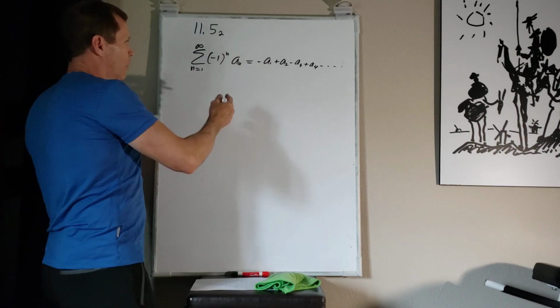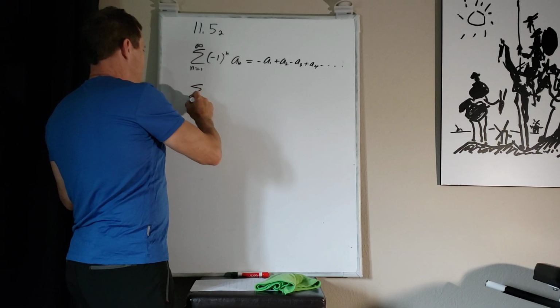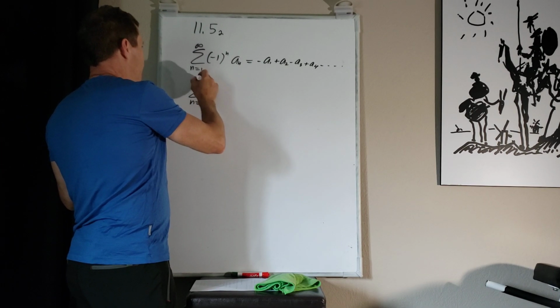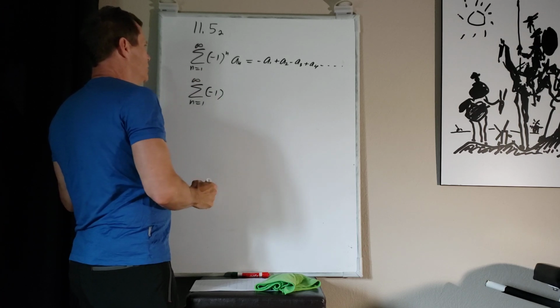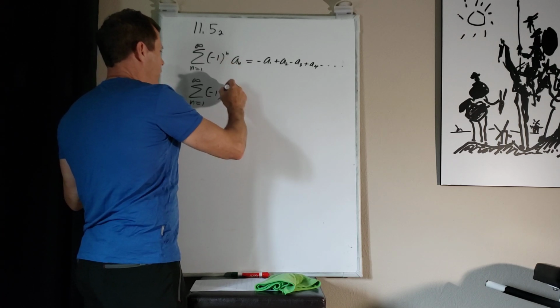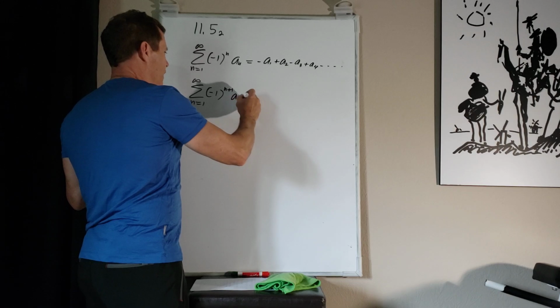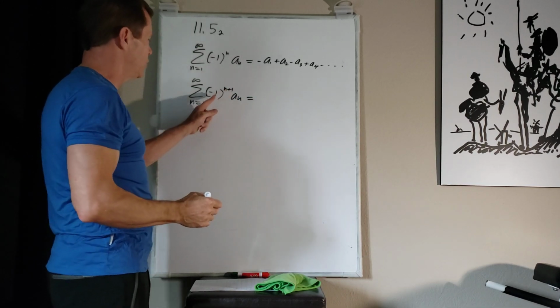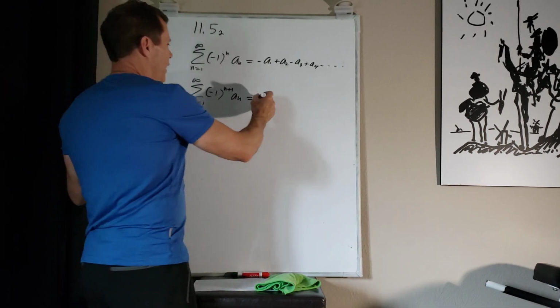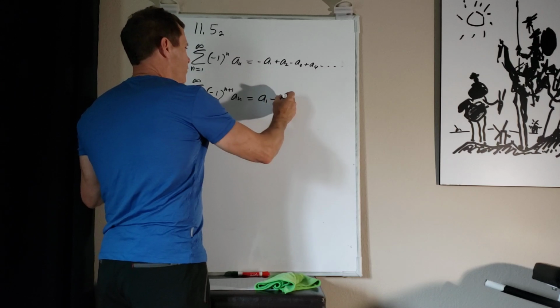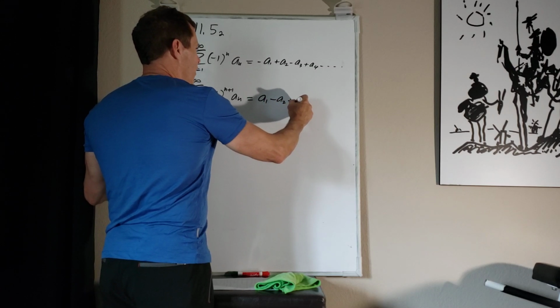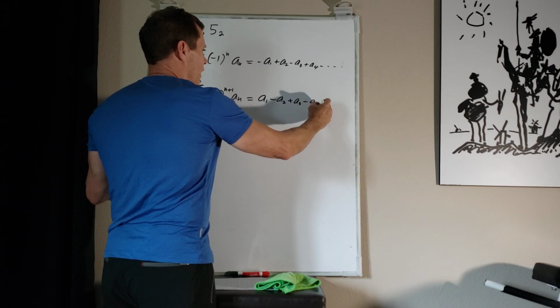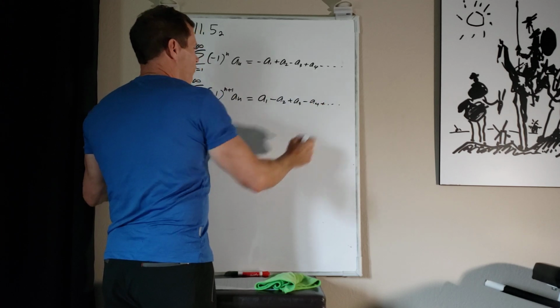Or we could start with a positive. So the summation n equals 1 to infinity of (-1) to the n plus 1, a_n. To make it start positive, I'm just adding 1 to the exponent. Now when you stick in a 1, you get a 2 that squares it and kills the negative. So your a1 will be positive, your a2 negative, your a3 positive, your a4 negative, and on out forever.